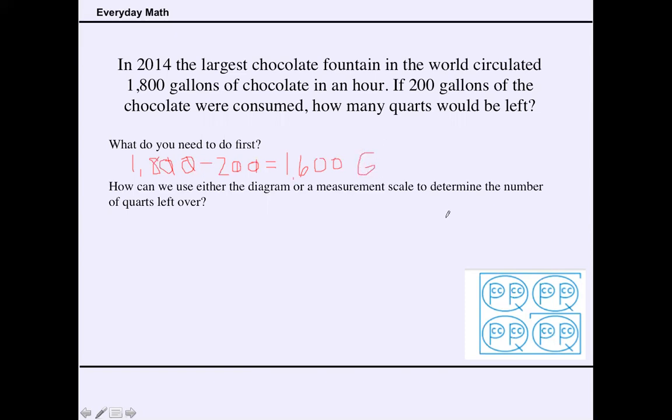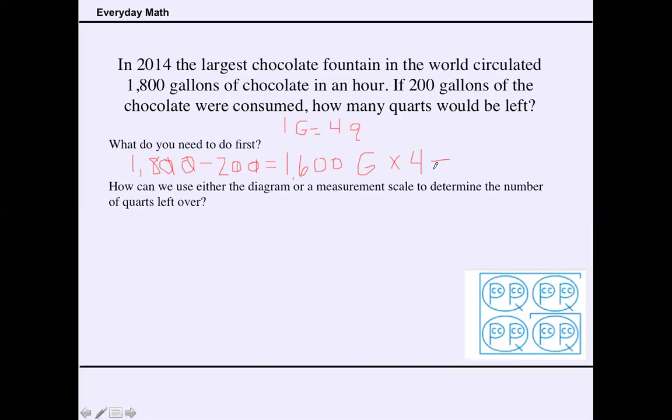And then I need to convert that into quarts. So I know that 1 gallon equals 4 quarts, because I can see that here. One of my big G's equals 4 Q's. So to get from 1,600 gallons to the number of quarts, I'm going to have to multiply by 4.